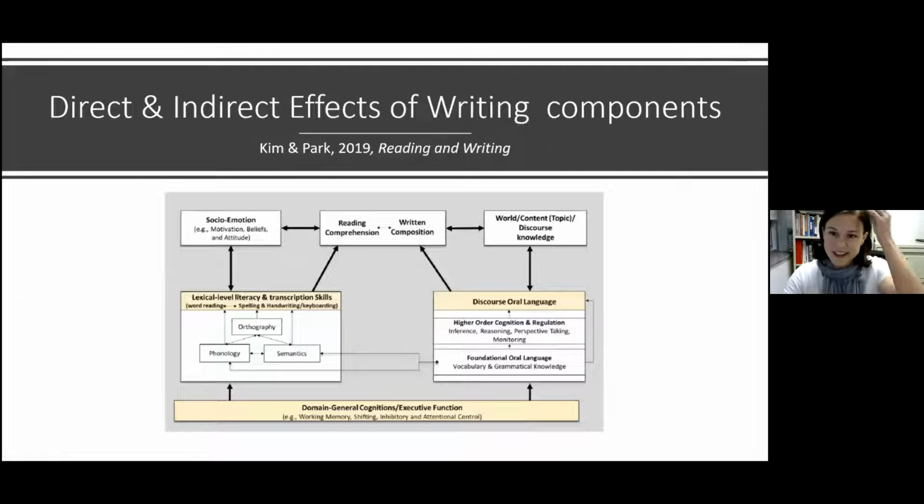So I'm going to turn it over to Dr. Kim to talk about her model, which is excerpted from one of her articles published in the journal Reading and Writing.